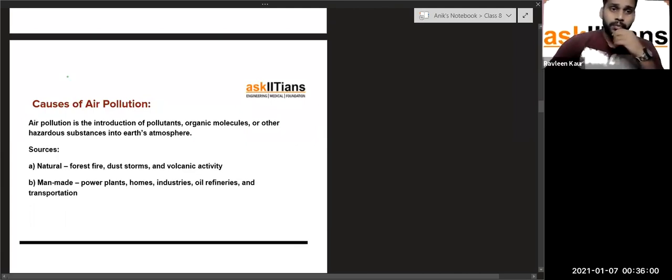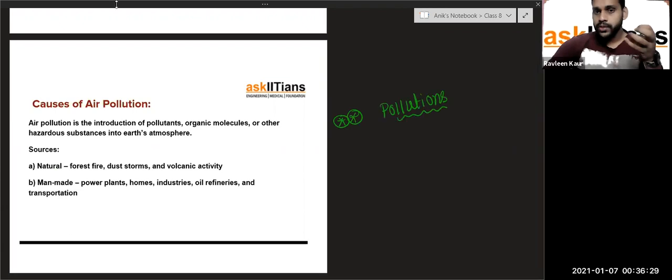Now, causes of air pollution. So what are the main causes of air pollution? As I told you already, there are different types of ways through which you can get air pollution. The first thing is the natural sources that I have already told you about. So what are the different types of sources through which this air pollution occurs?